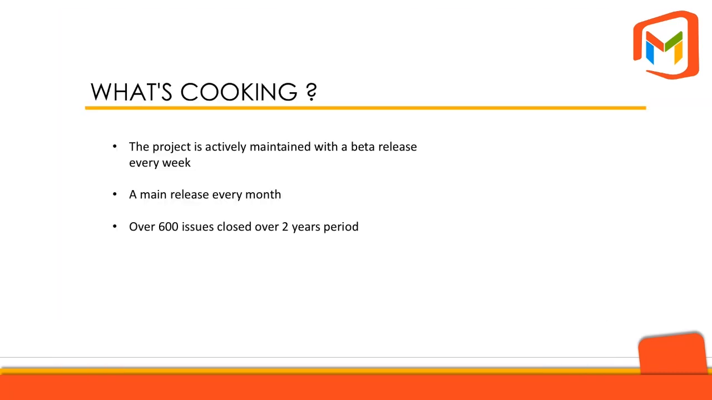Yep. So what's cooking? And this project, even though it's open source, it's actively maintained. We've got great maintainers at Office 365 CLI. Every week there's a release. Every month there's a major release. And you should see if you go to the GitHub pages, you can see the issues and pull requests. It's just flowing every single day, and over 600 issues. When you say issues, it's not really like bugs or stuff. It's also new commands and new requests that people make, new enhancements. So 600 issues closed over 2 years. So you can see how active it is.